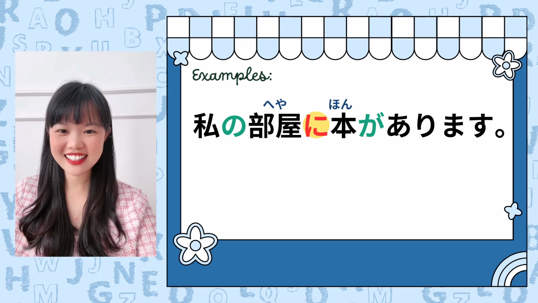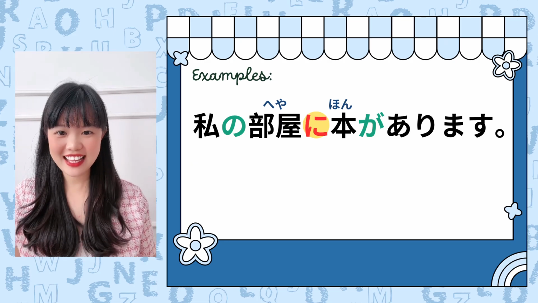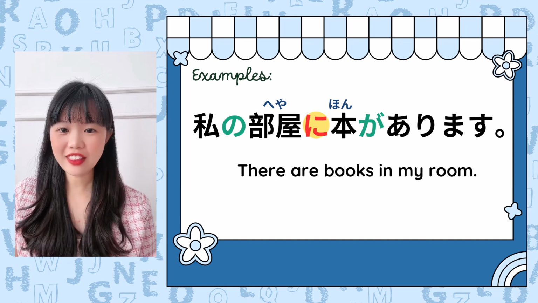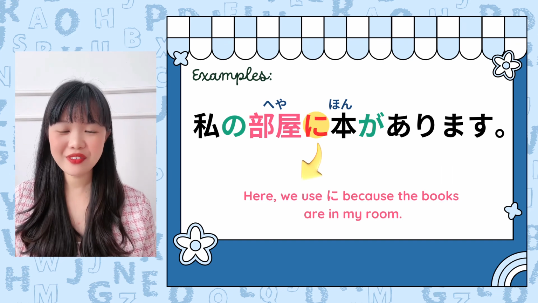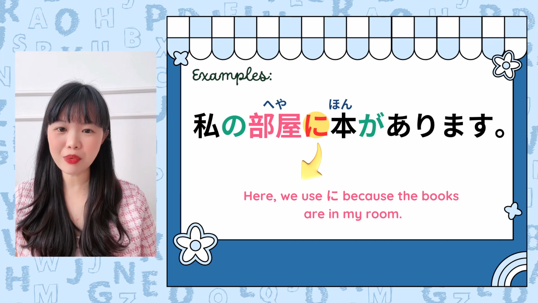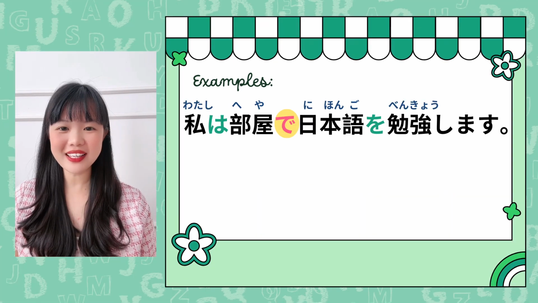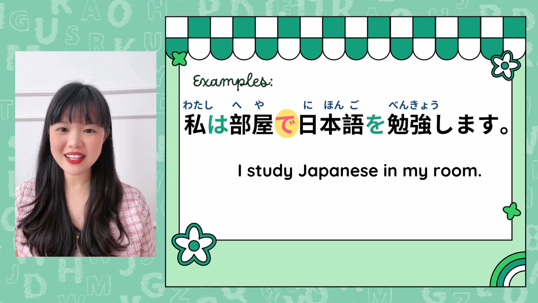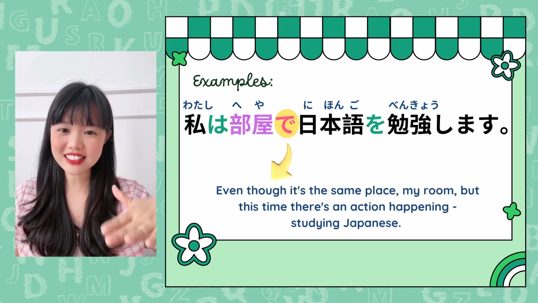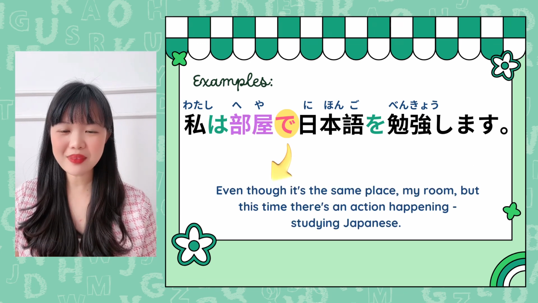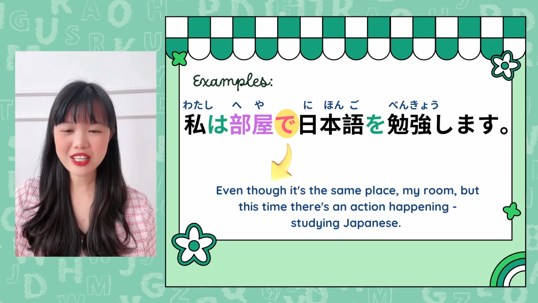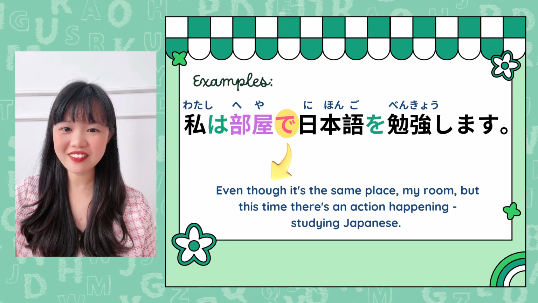That's it! For example, watashi no heya ni hon ga arimasu. There are books in my room. Here we use the particle ni because the books are in the room. Watashi wa heya de nihongo o benkyou shimasu. I study Japanese in my room. Even though it's the same place, a room, this time there is an action happening, studying Japanese. That's why we use the particle de instead of the particle ni.